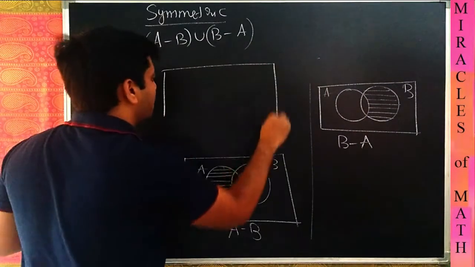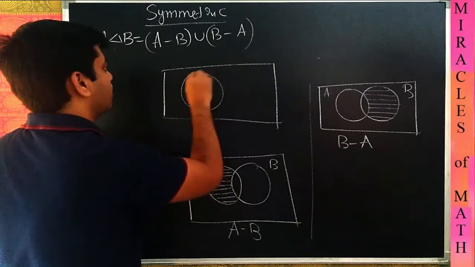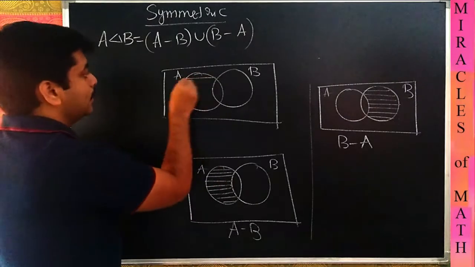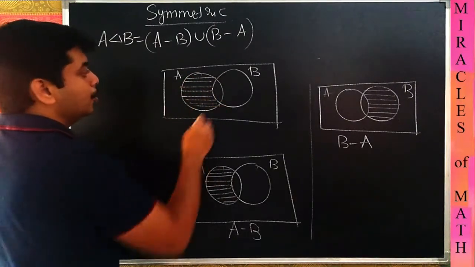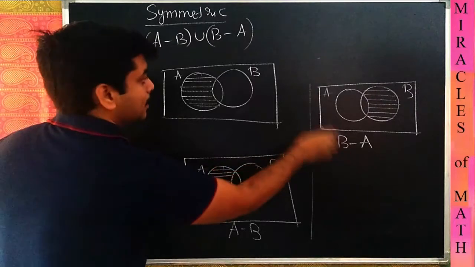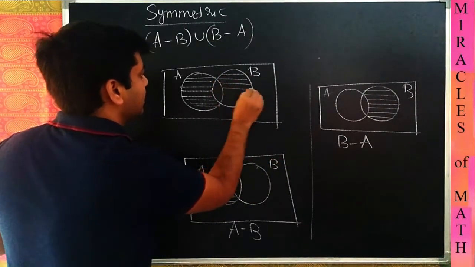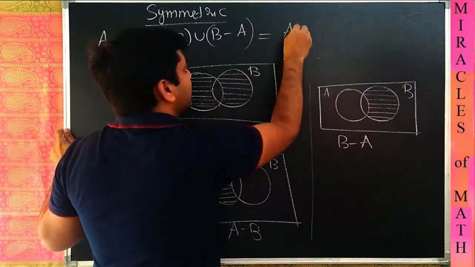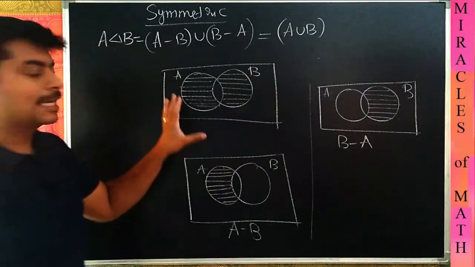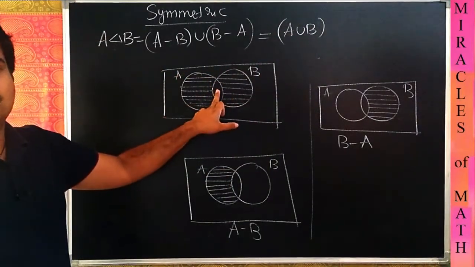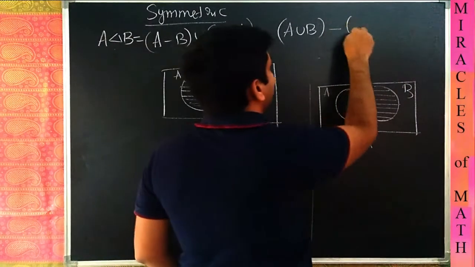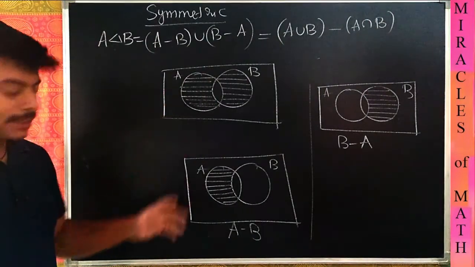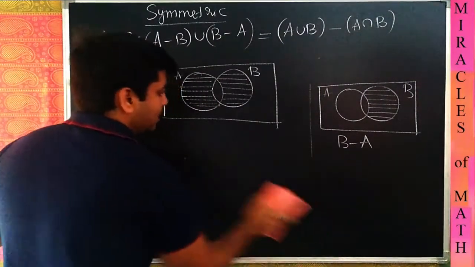Once again, draw both the circles A and B. This is the region which is A minus B. Union means you need to add all those. So this is the B minus A part. So if you carefully observe the diagram, it is nothing but the complete A union B, from which you are removing the common part, that is, you are removing A intersection B. Let us see the same thing with some examples also, then you will understand better.